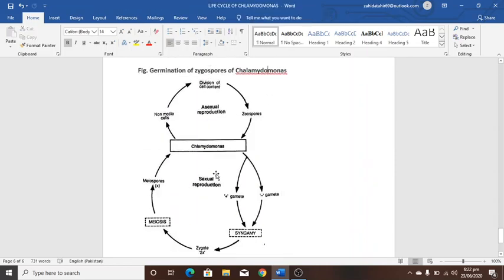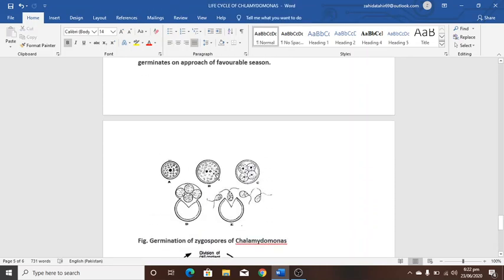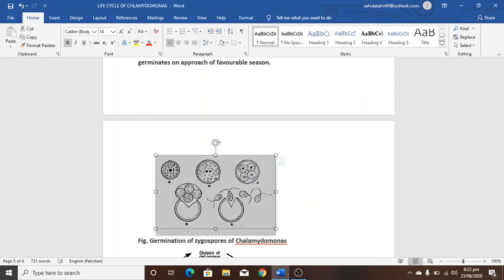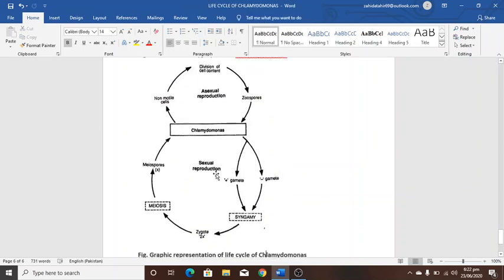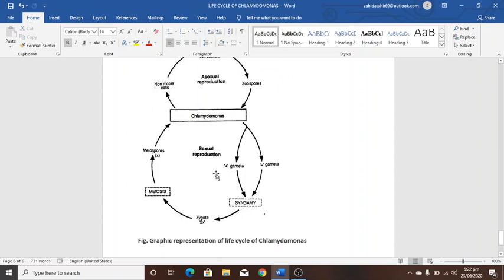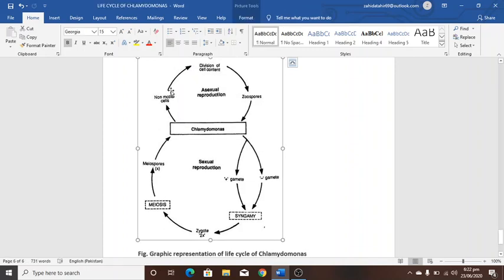This is the diagram which shows the germination of the zygospore, and this is the graphic representation of the life cycle of Chlamydomonas, in which the Chlamydomonas non-motile cell undergoes division of cell contents, forming zoospores which germinate into Chlamydomonas. Here just the mitotic division takes place.